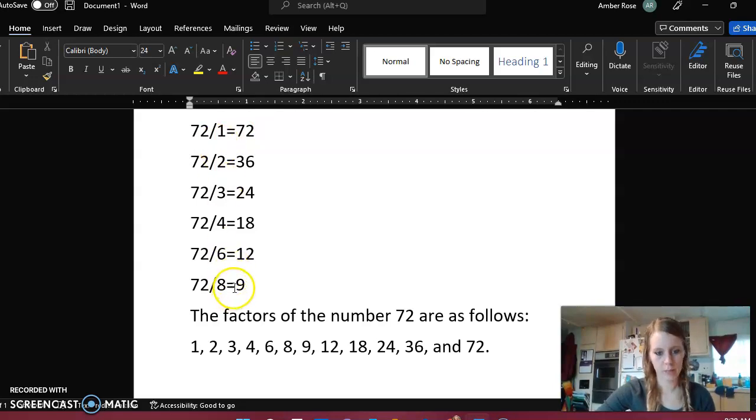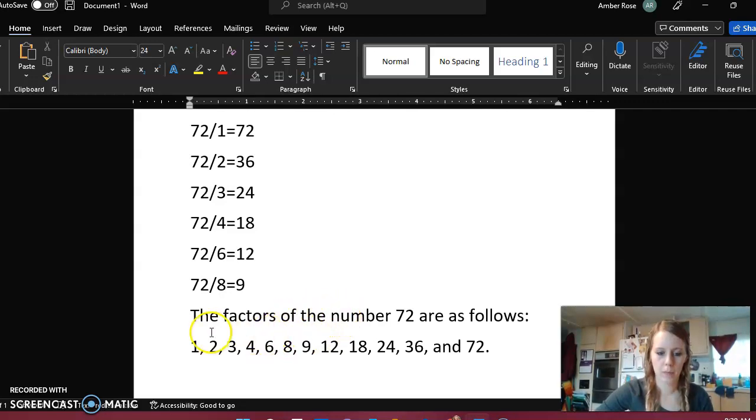And I did not keep going because if we did, the quotient's already been used, because here we could go, 72 divided by 9 would be 8. And anything higher, let's see, here is the same thing. If we did 72 divided by 12, it would be 6. So all the quotients have been used. So that is why it is an effective method to finding the factors.